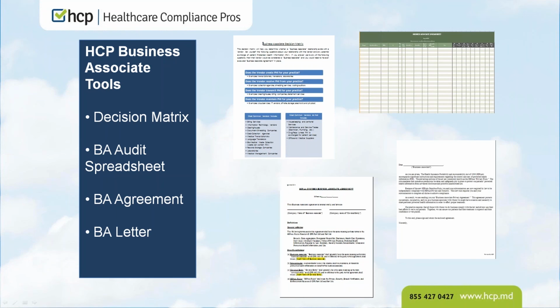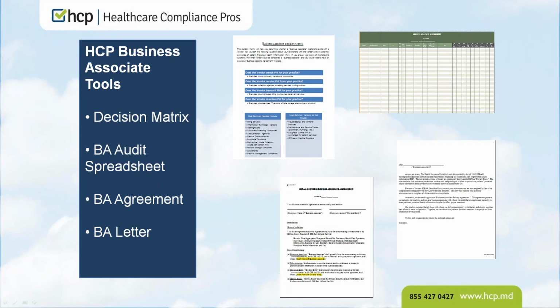So if you are conducting an audit of your business associates using the script that you'll find on the business associate decision matrix, you might want to use the BA audit spreadsheet just to document your findings, and that will help you put together a plan as to what you need to do next with that business associate, whether it's putting together a new business associate agreement or if it's just confirming that you have everything in place.